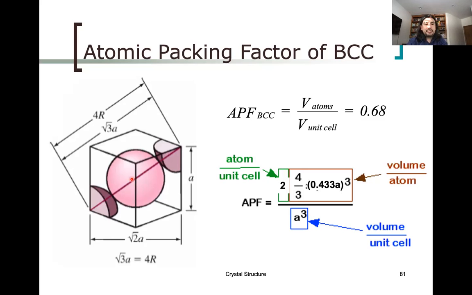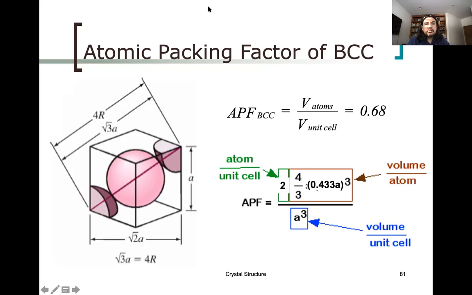And then I have another one that would be for the BCC. This is the body-centered cubic. If you're doing the face-centered cubic, you will have half of a ball in each of the faces, right? And then 1/8 of a ball in all of the corners, and you can do the math for that one too. All right, questions?